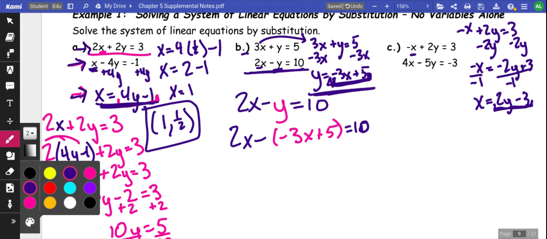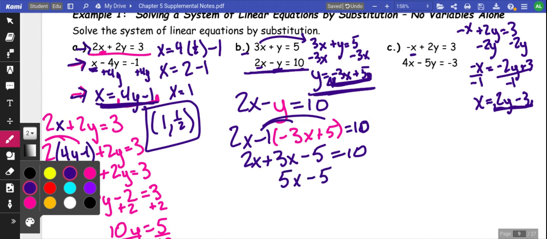I'm going to distribute just like always. Okay, and the negative I can think of as negative 1. So now I have 2x plus 3x. Negative 1 times negative 3x, I get positive 3x. And then negative 1 times 5, I get negative 5. Still all equal to 10. Okay, 2x plus 3x is 5x. I combine my like terms. I have 5x minus 5 is equal to 10.